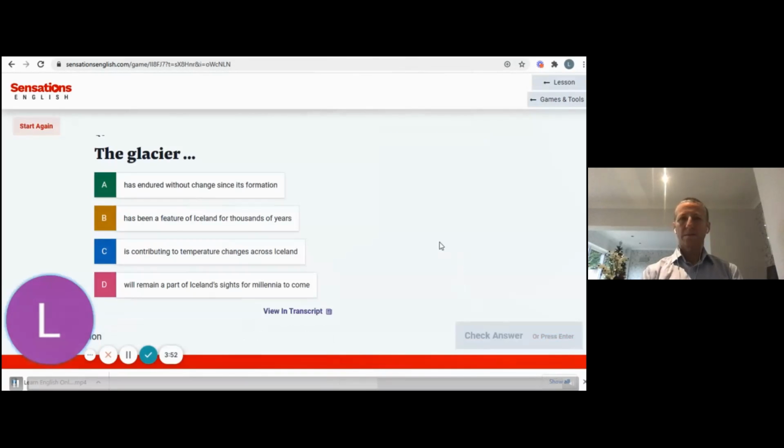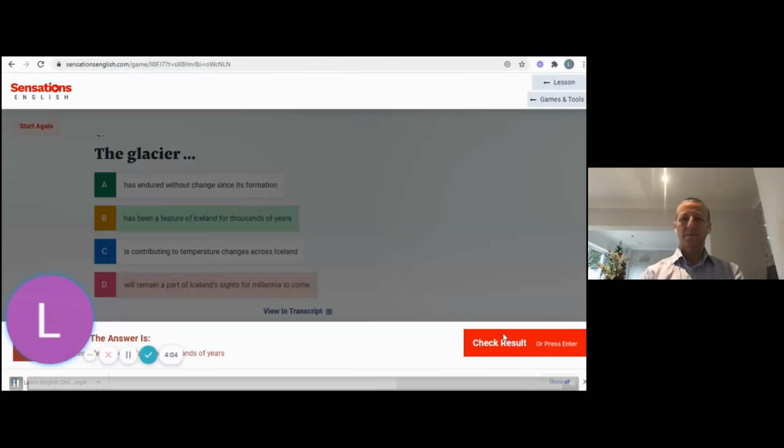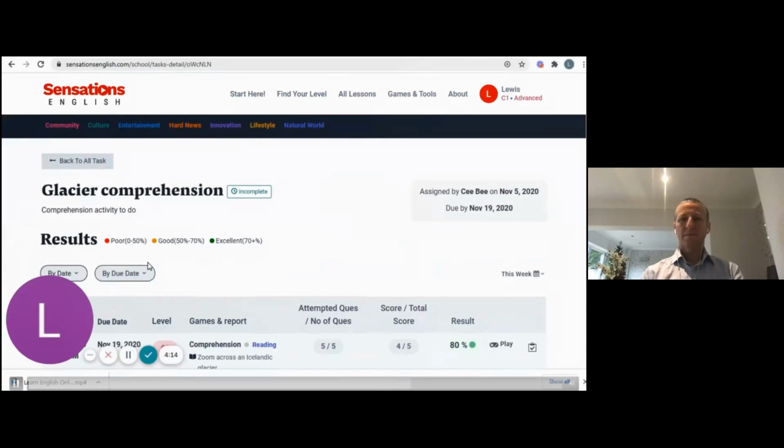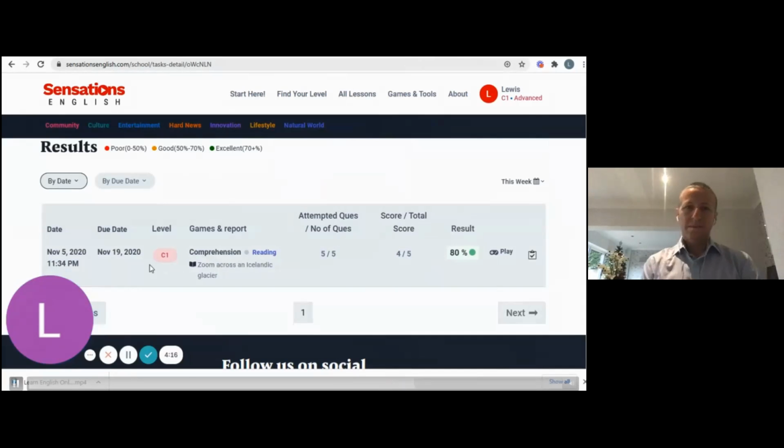And the final question, the glacier has been a feature of Iceland for thousands of years, but I'm actually going to choose the wrong answer. Will remain part of Iceland sites for millennia to come. Check the answer, that is wrong. Check my result. I scored 4 out of 5. Go back to tasks, and here, as a student, I can see my task that I just attempted. I did 5 questions. I scored 4 out of 5. I got 80% on that particular activity.